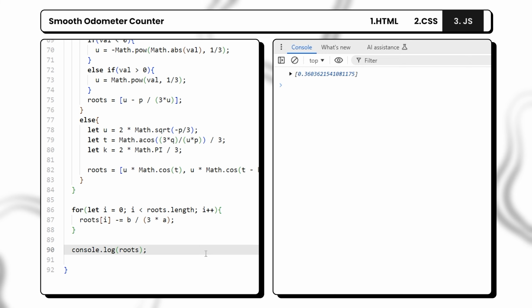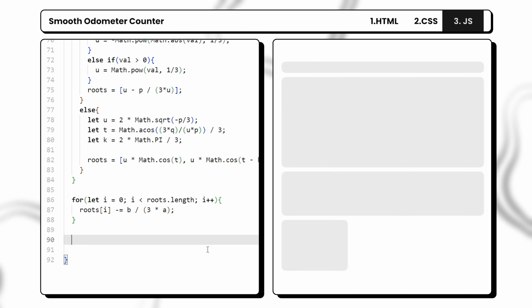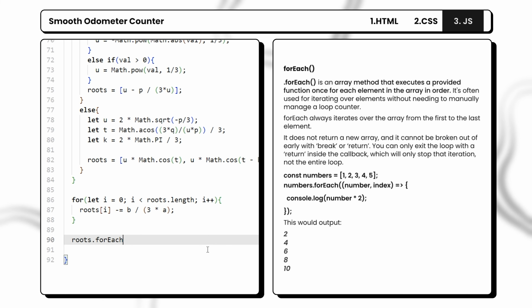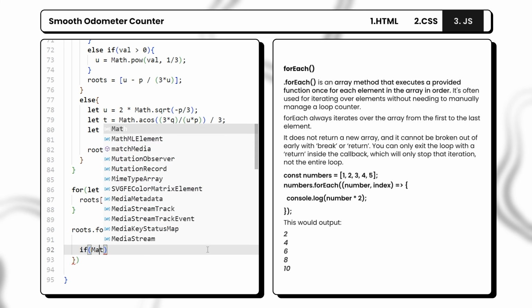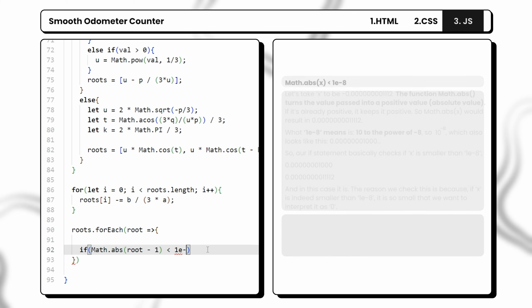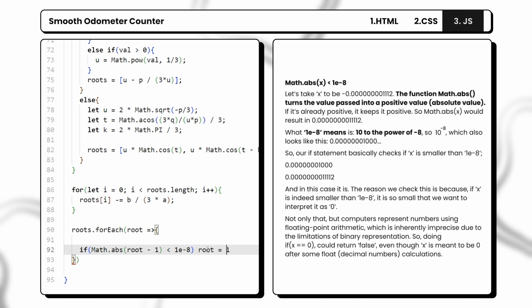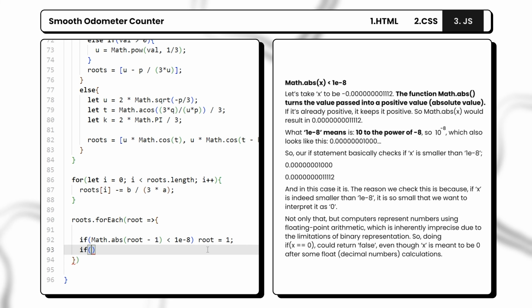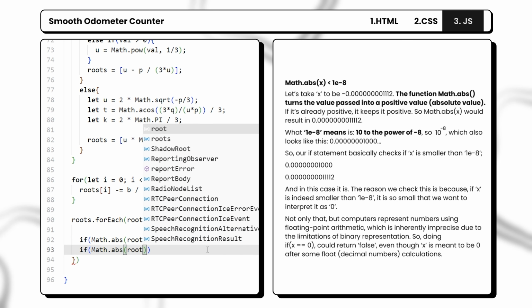What we will do next is check if the roots we have are between the values 1 and 0, as those are the only real roots. So we will do roots.forEach, and we check if the root is really close to 1, then the root becomes the exact value of 1, and we will do the same with 0. Again, we use Math.abs for this to work, and 1e-8, which is the equivalent to 10 to the power of minus 8.